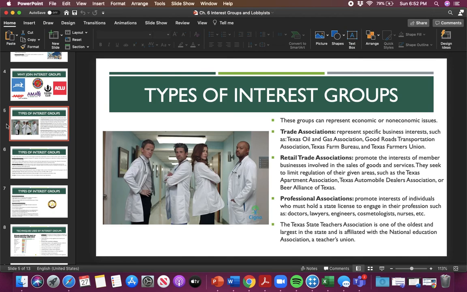There's one more that's very well known, but kind of straddles the line, and that is the Texas State Teachers Association. It's one of the oldest and largest in the state and is affiliated with the National Education Association. And they are a professional association and a union. And so, professional associations and unions also organize their workers in such a way to advocate for better benefits and treatment.